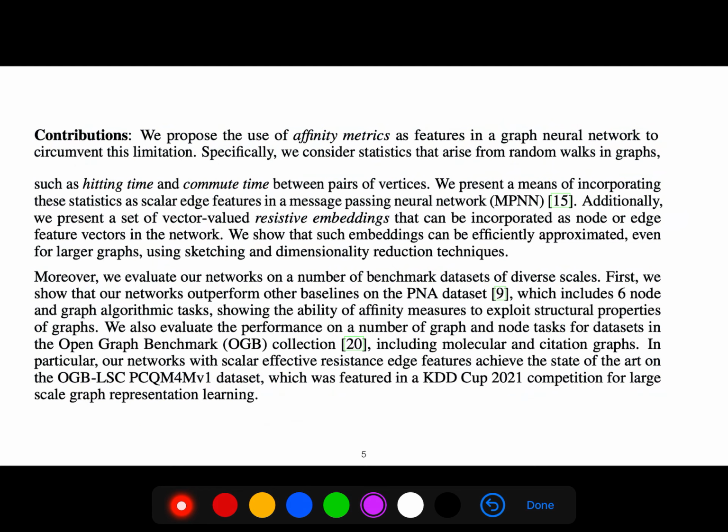So we propose the use of these affinity measures as features in graph neural networks to circumvent this limitation. We consider statistics that arise from random walks, like hitting time and commute time. We present means of incorporating these statistics as a scalar edge feature in a message passing neural network. Additionally, we present a set of vector-valued resistive embeddings that can be incorporated as node or edge feature vectors in the network.